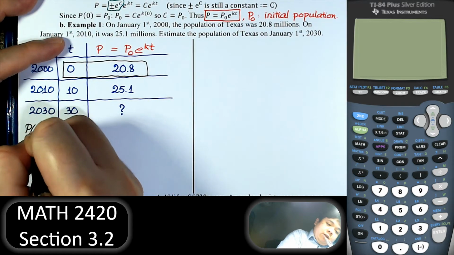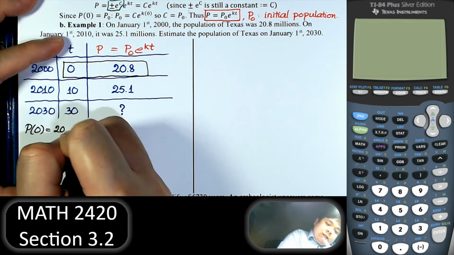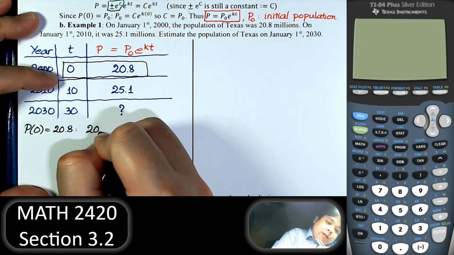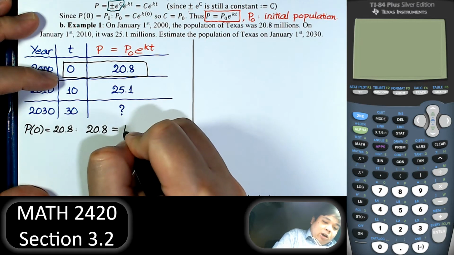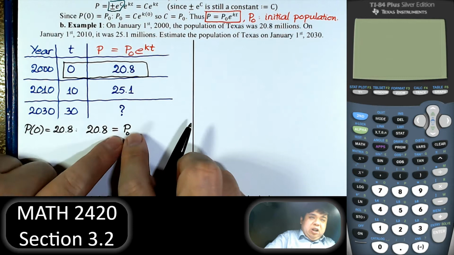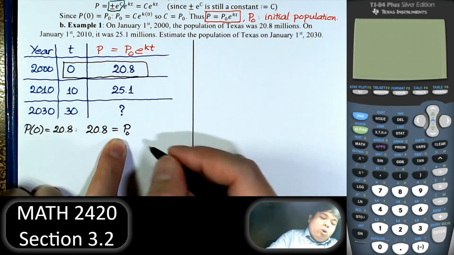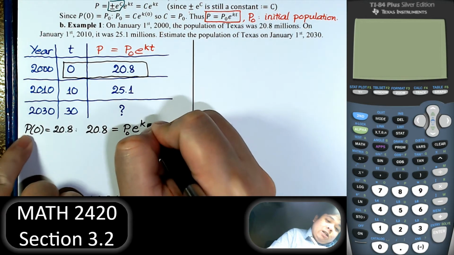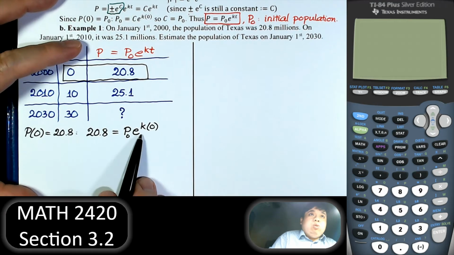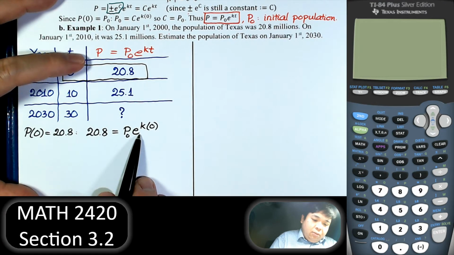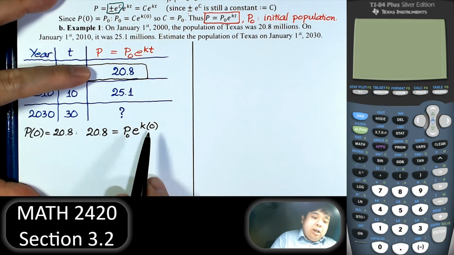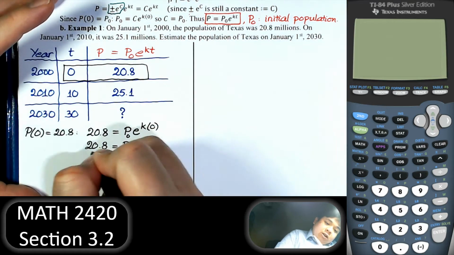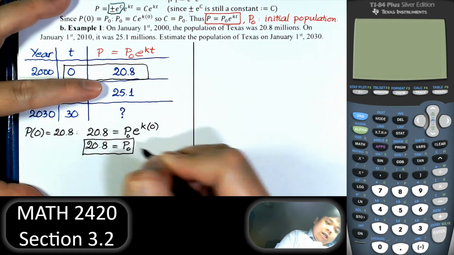So we say P of 0 is equal to 20.8. So I'm going to put 20.8 in for P. P naught we don't know, but later on we know the initial population is 20.8, but we can show that easily. e^(kt) with t equal to 0. E to the 0 power is 1. So we have 20.8 is equal to P naught. So from the first condition, we get that the initial condition is 20.8.